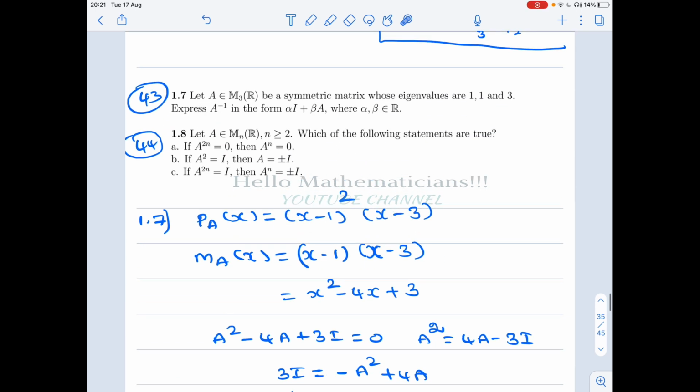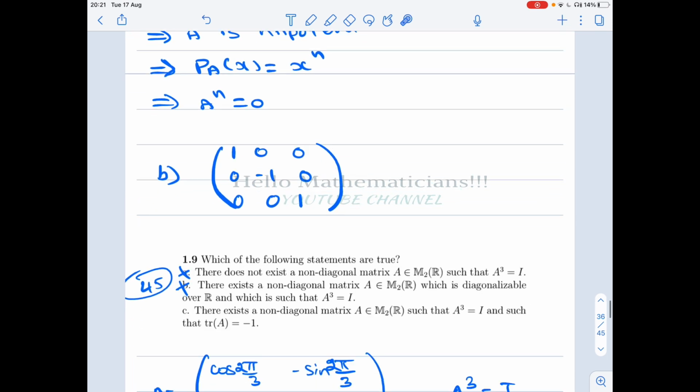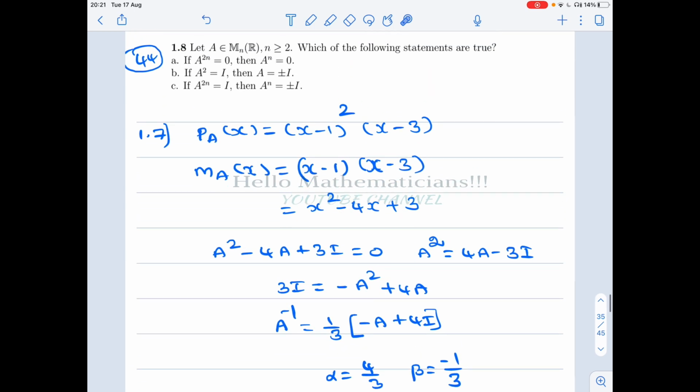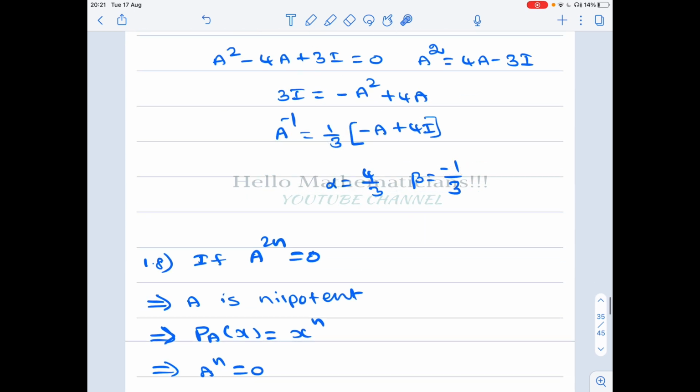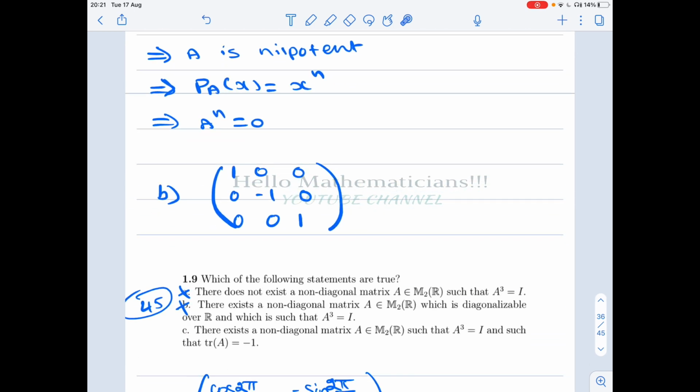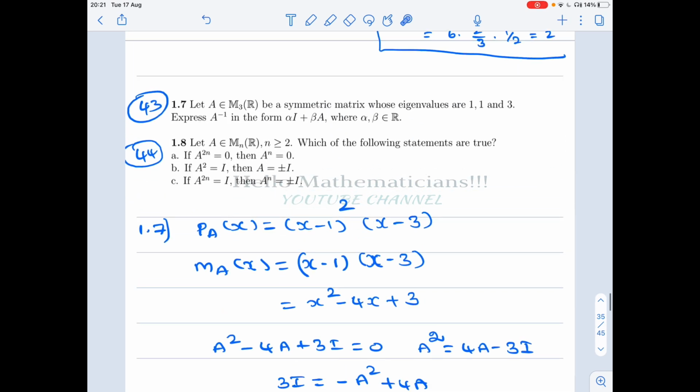Okay, next option. If it is an n by n matrix, n greater than or equal to 2, and if A square equal to I, then A equal to plus or minus I. That is not necessarily true. For example, we take this 3 by 3 matrix. If you take the square of this matrix, then you will get the identity matrix, but this is neither identity nor minus identity.